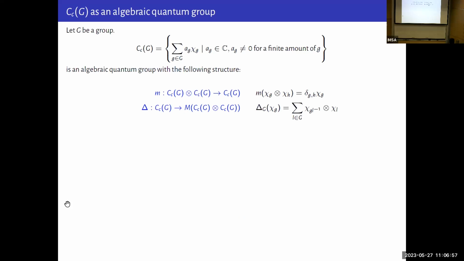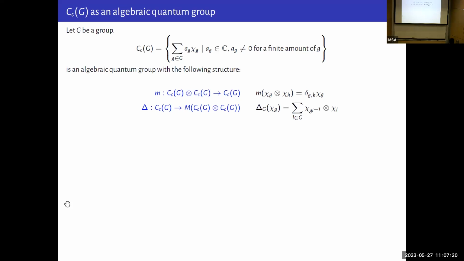So G is the group. This is my notation for functions from G to the complex numbers with finite support. This is an algebraic quantum group with the following structure. So we need multiplication. In this case, multiplication is given by multiplying the characters function. This is the factor delta.